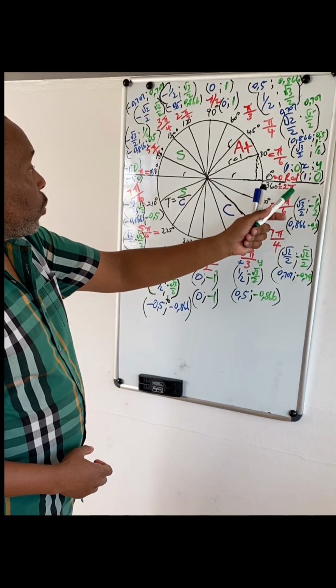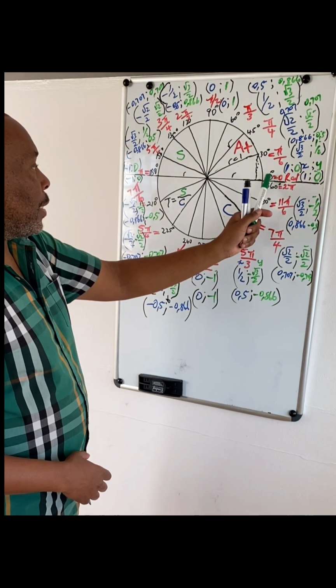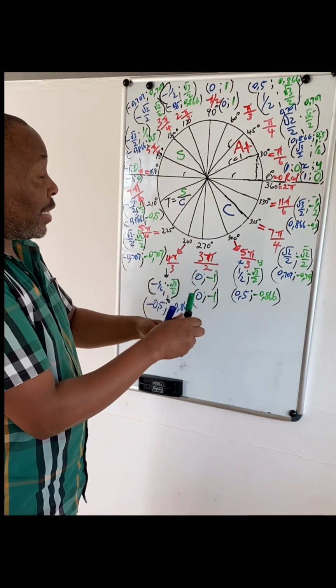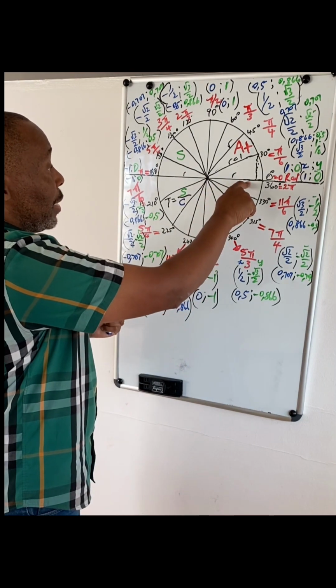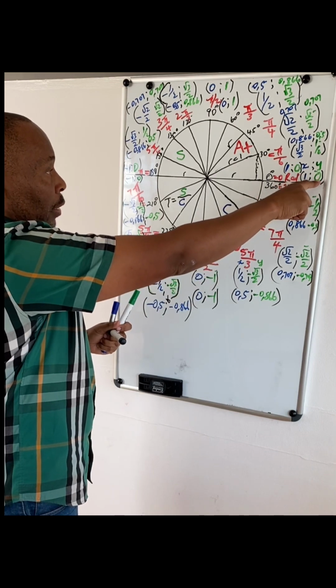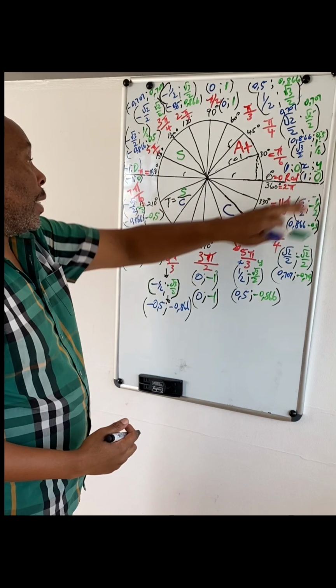360 is equal to 2π. I didn't write here 1, 0 because it's the same. 0 degrees and 360 degrees share the same line, so it's 1 unit on the x-axis and 0 on the y-axis. So (1, 0), they both share this, hence you see me leaving it like this.